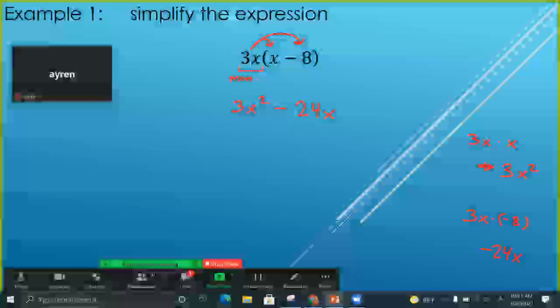Just to review our vocabulary from last week, 3x is a monomial. x minus 8 is a binomial. And what did we end up with? We ended up with another binomial because it's two items, two terms. So this is a binomial as well. Any questions on this multiplication, on this example, please?